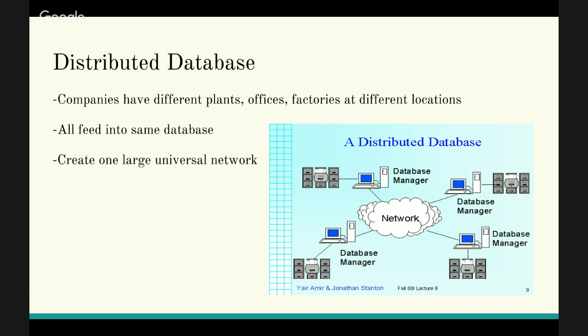The next is the distributed database. This database includes many different locations of a company feeding information to one database. This allows companies that are fairly large and nationwide to connect all their locations, data, and information into one universal network instead of having one database at every location.